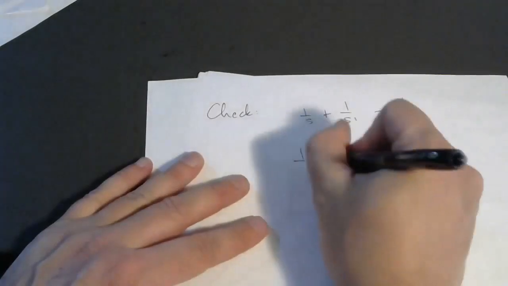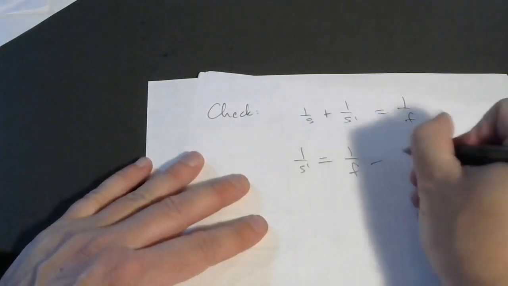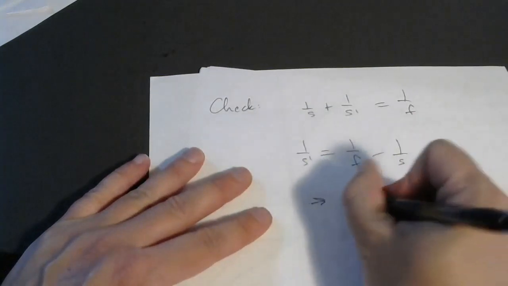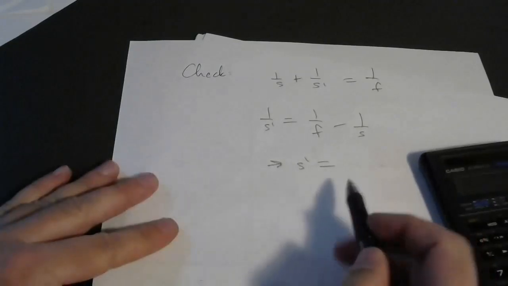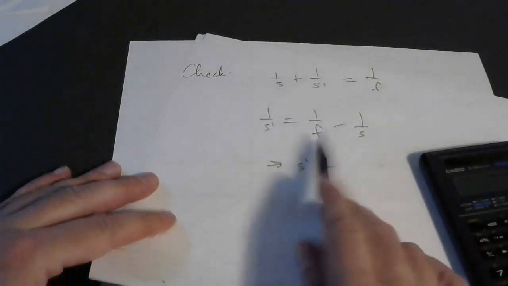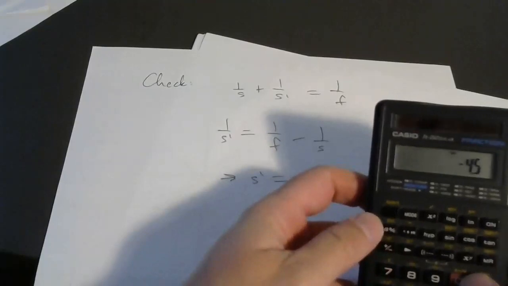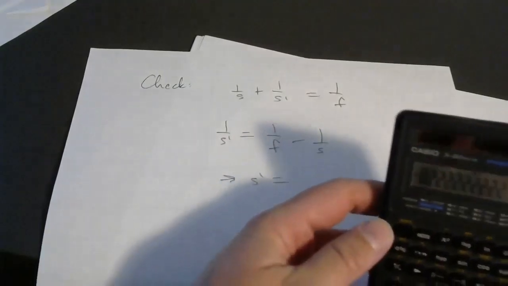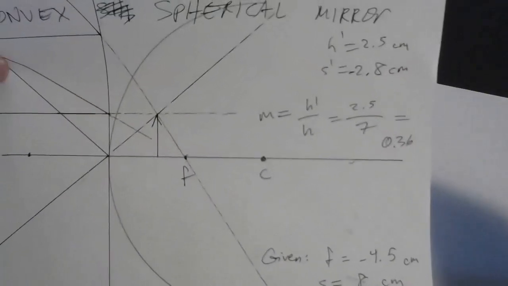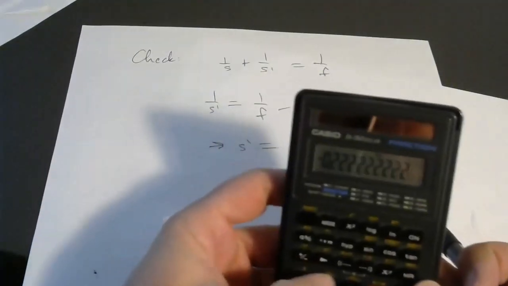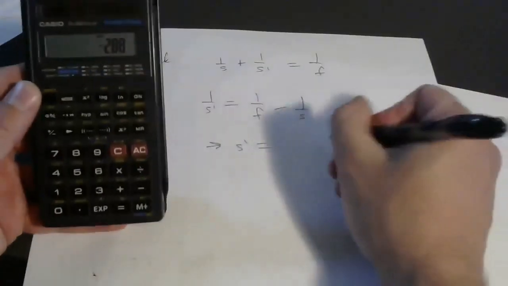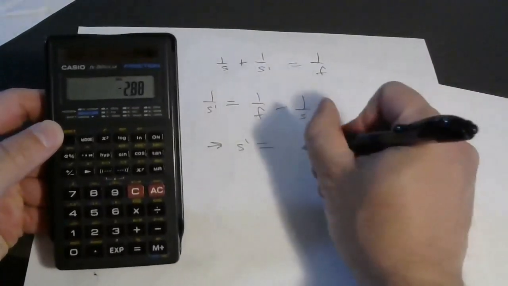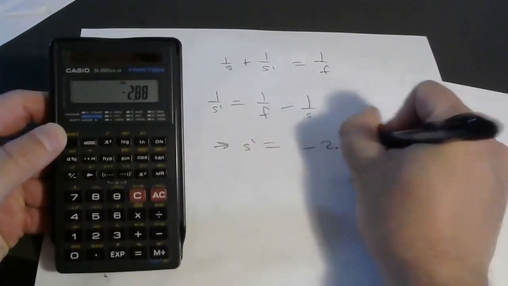Okay, 1 over s prime would then be 1 over f minus 1 over s. I'm going to use the reciprocal button. Here's where I must observe proper signs. The focal length is considered to be negative 4.5. So I'm going to go 4.5 with a minus sign, hit the reciprocal button, minus an object distance of 8, hit the reciprocal button, equals. Lastly, I'll take the reciprocal of that. And this tells me that my image distance is negative 2.88.